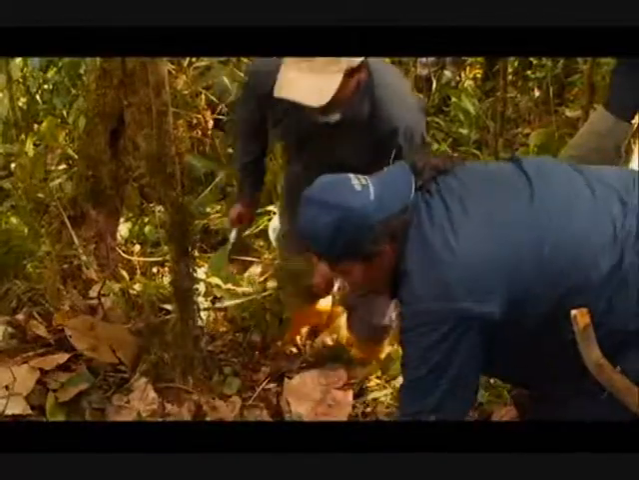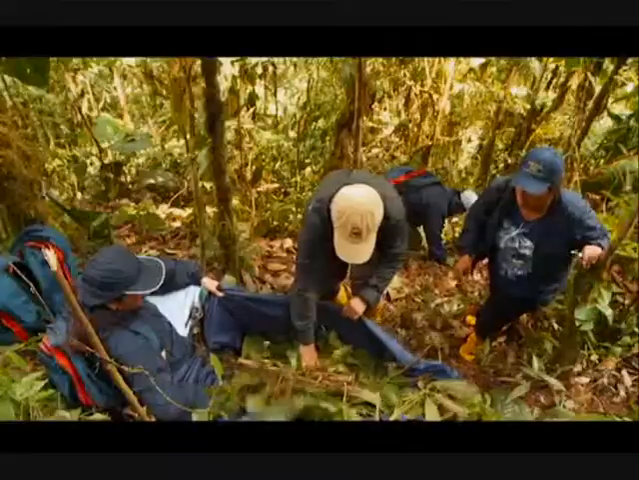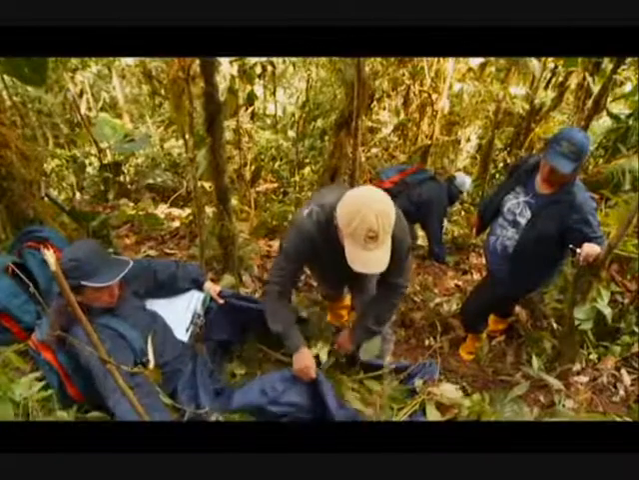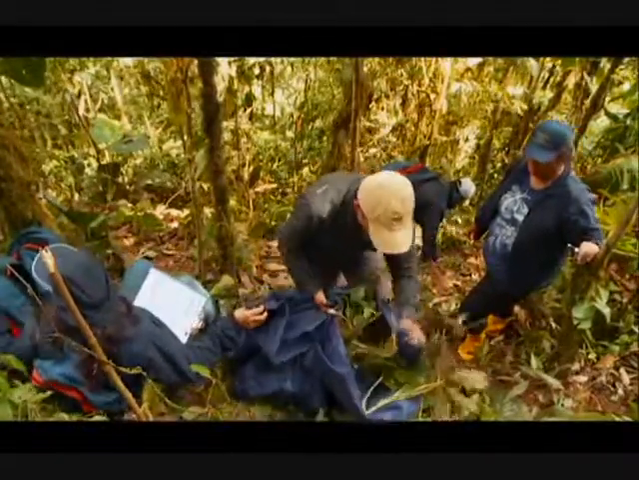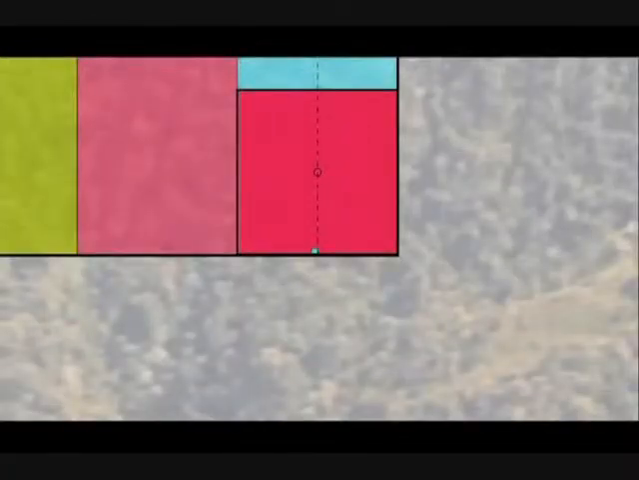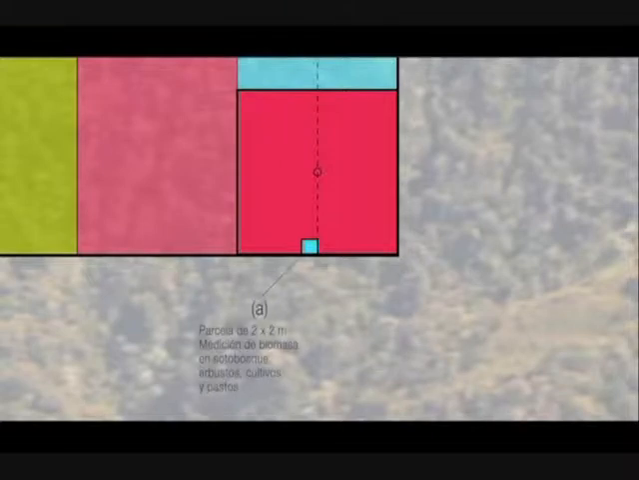For measuring shrubland and bush biomass, the destructive method is used. This is necessary in order to discover the biomass existing under the tree canopy. For this, a 2 by 2 meter parcel is prepared except in cases of dry pluvio-seasonal forests and Andean dry forests where 5 by 5 meter parcels are used.